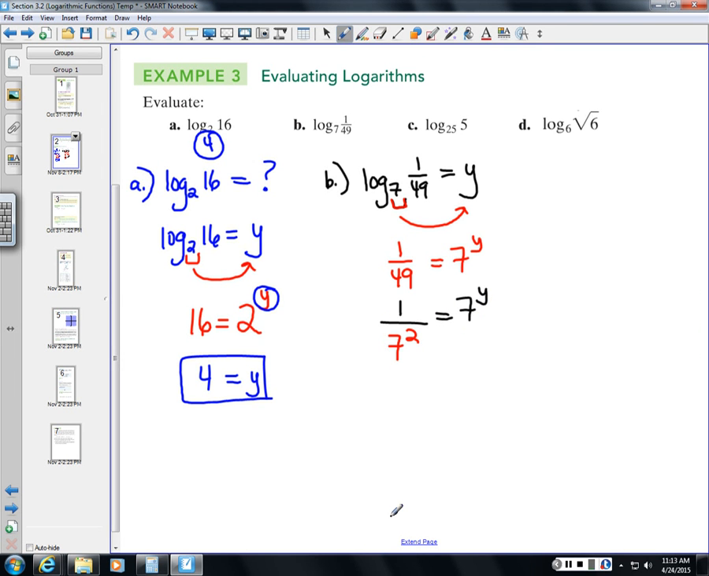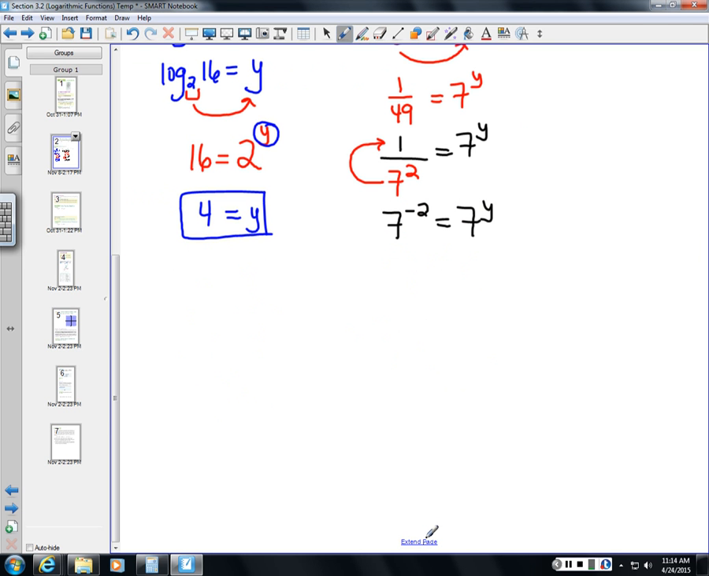Now from here, they're still not set equal. One is a fraction and one is not. But we do know, using the power of exponents, we can take this exponent out of the denominator, move it up to the numerator, and make the exponent negative. So make sure you review your rules of exponents, because you've got to know how to manipulate an exponent. Anytime we move a base and an exponent, the base never changes, but moving it from denominator to numerator and vice versa just changes the sign of the exponent. So now it's easy to see that y is equal to negative 2.